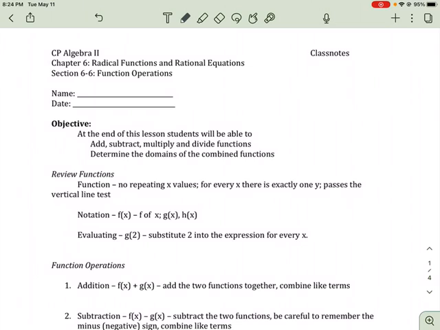We have notation. We call it f of x. We've dealt with that before. You can also have g of x and h of x. They're just names. And putting f of x and g of x there means that whatever equation follows is a function. So we're also going to do some evaluating. If I said g of 2, that means put 2 into the equation everywhere you see the variable, like x.